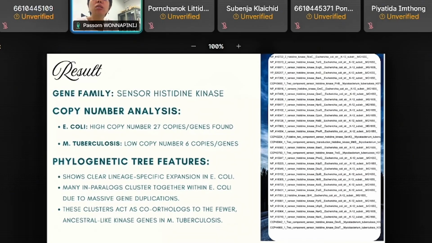So what is your interpretation of your phylogenetic tree? You said, okay, I think you listed here: show clear lineage specific expansion. Could you point out on your phylogenetic tree what supports this statement, the clear lineage specific expansion?